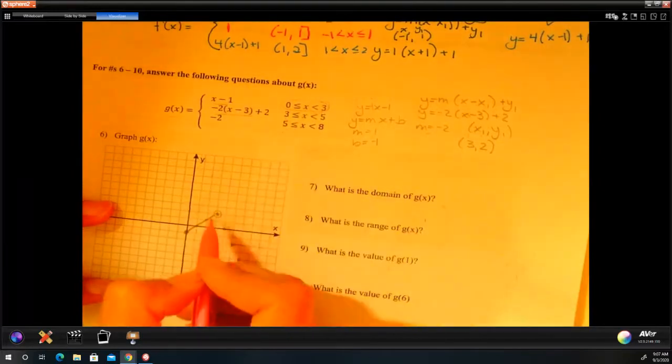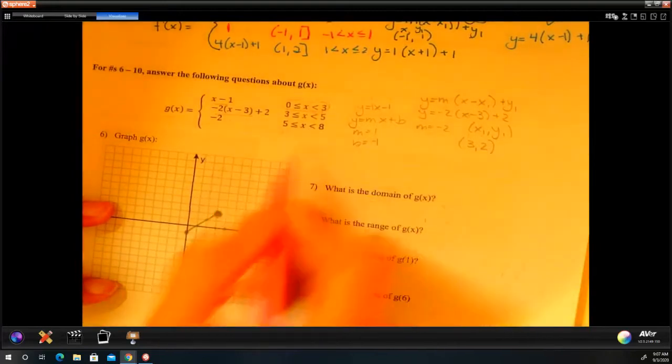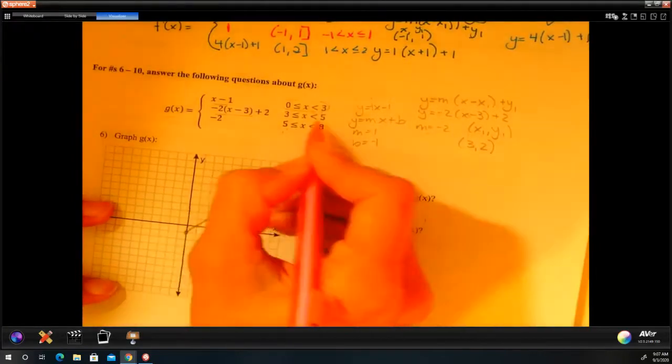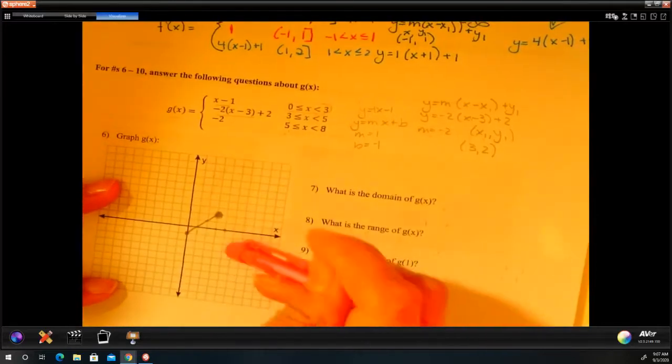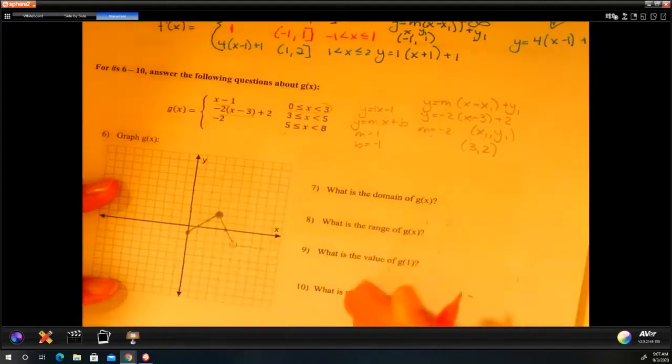And this one I want to go from 3. So now this is going to be a solid circle since they overlap here. And then I want to go 4, 5. At 5 is an open circle. So we're going to do an open circle and that piece goes from there to there.